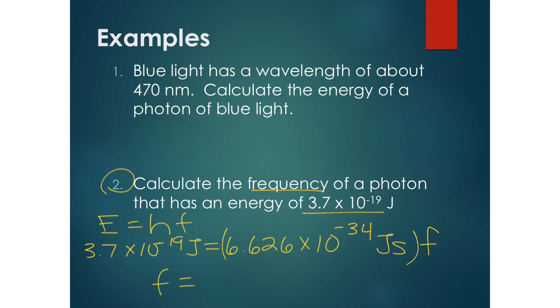So we just input that into our calculator and we get 5.6 times 10 to the 14th per second, or hertz, meaning you get 5.6 times 10 to the 14th waves passing by per second.